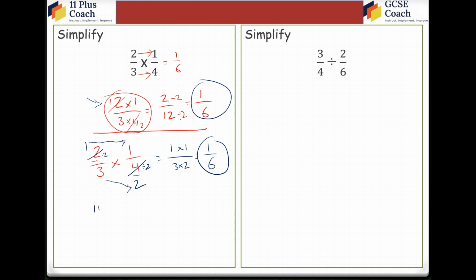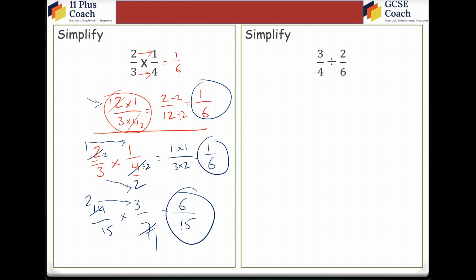So, for example, 14 over 15 times 3 over 7. Now, 14 times 3 will give you a big number, 15 times 7 will give you a big number. However, if I look ahead before I multiply, I can clearly see 14 and 7 can both be divided by 7. So if I divide 7 by 7, I end up with 1. And if I divide 14 by 7, I end up with 2. So now it's a lot simpler. All I need to do is 2 times 3, which is 6, and 15 times 1, which is 15. A lot easier to do than doing 14 times 3, then 15 times 7.